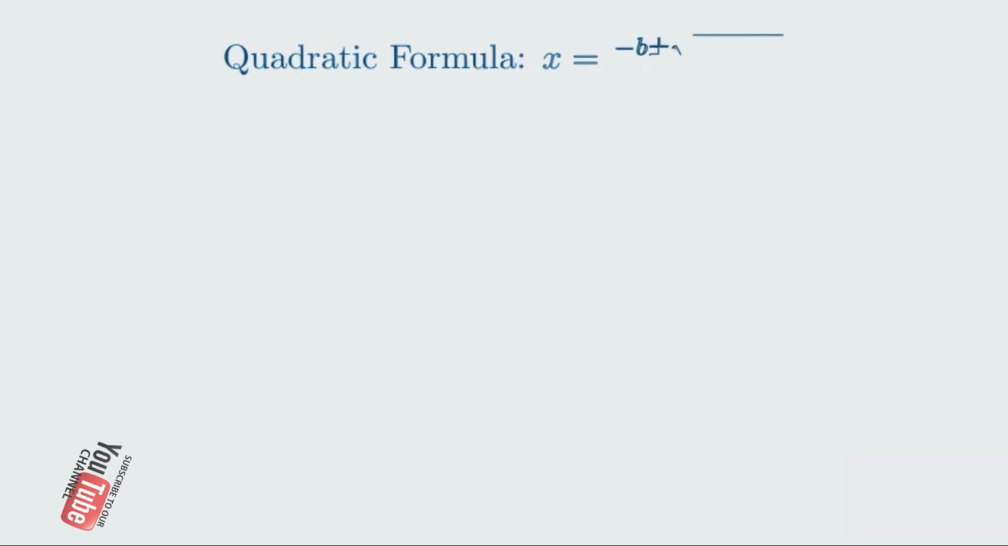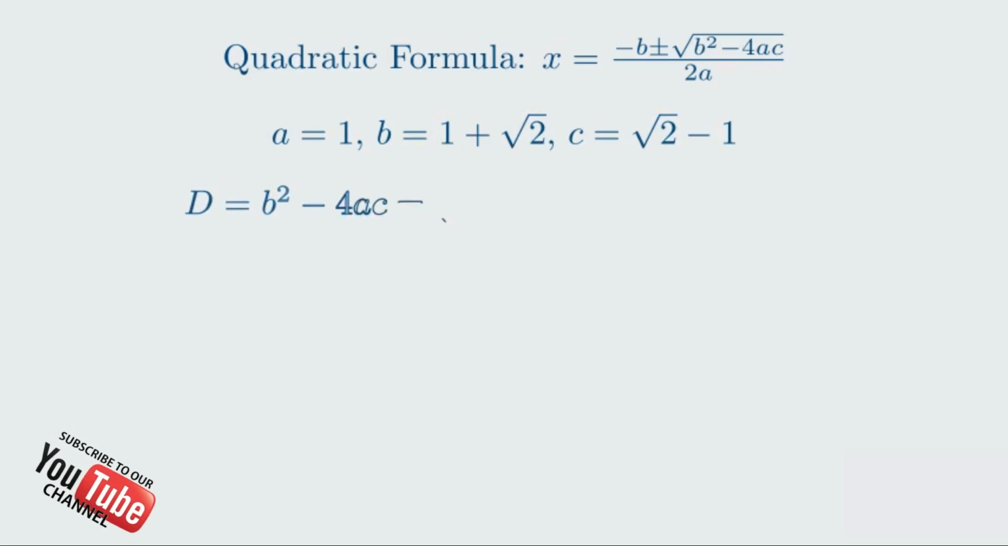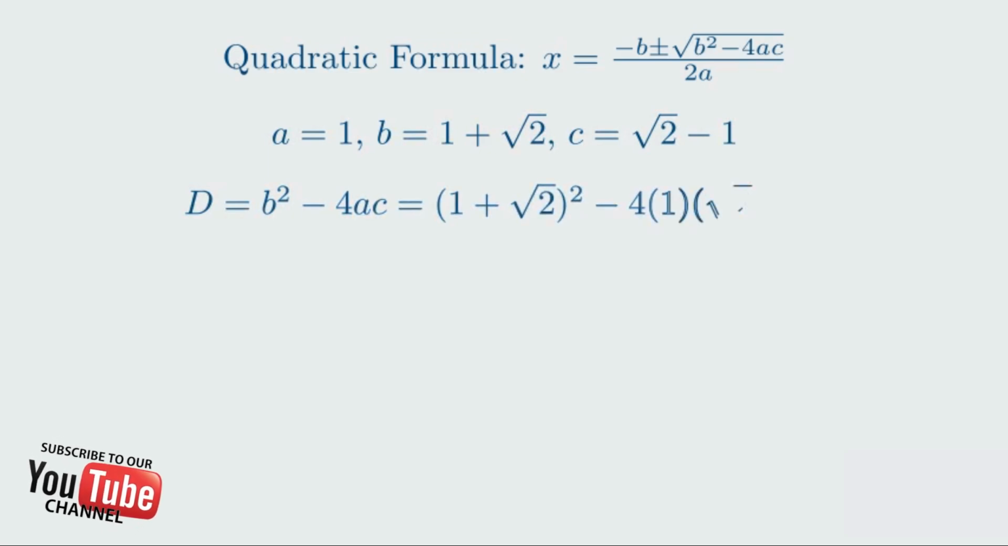The formula is x equals negative b, plus or minus the square root of b squared minus 4ac, all over 2a. In our equation, a is 1, b is 1 plus the square root of 2, and c is the square root of 2 minus 1. Let's calculate the discriminant b squared minus 4ac first. The discriminant is (1 plus the square root of 2) squared minus 4 times 1 times (the square root of 2 minus 1).